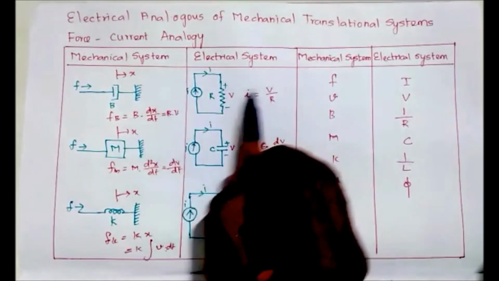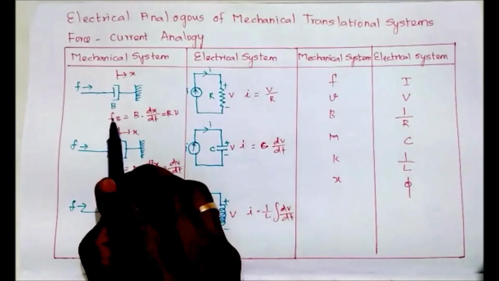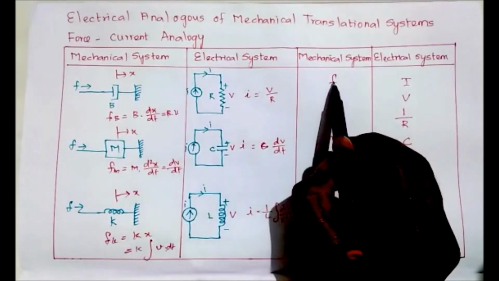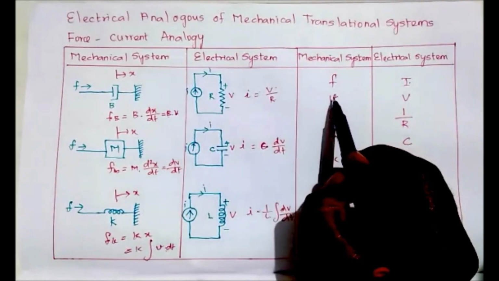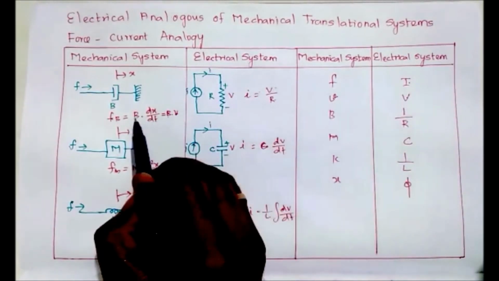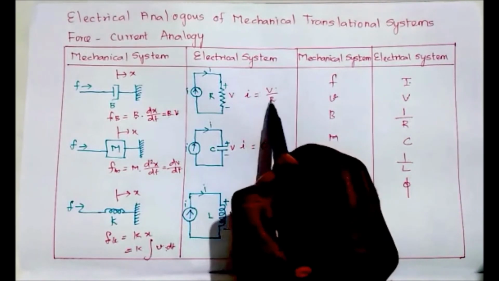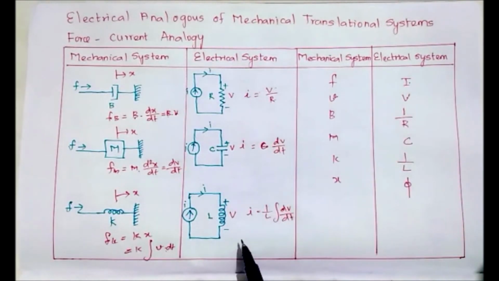Therefore, we simply compare these two. From this comparison, force equals current. Therefore, in mechanical force, the electrical equivalent is current. Here velocity, here voltage. Therefore, this is velocity, this is voltage. Here the damper, here 1 by R. Therefore, the damper equals 1 by R.